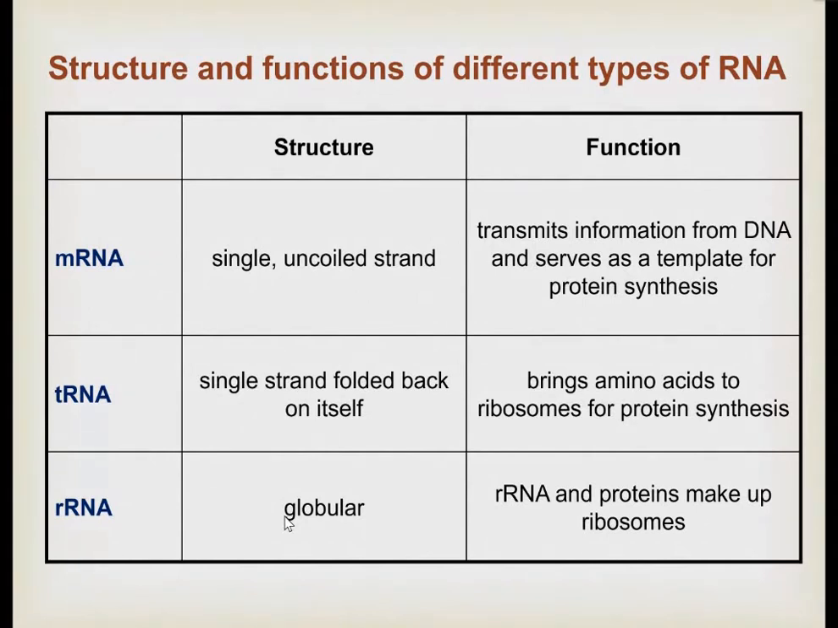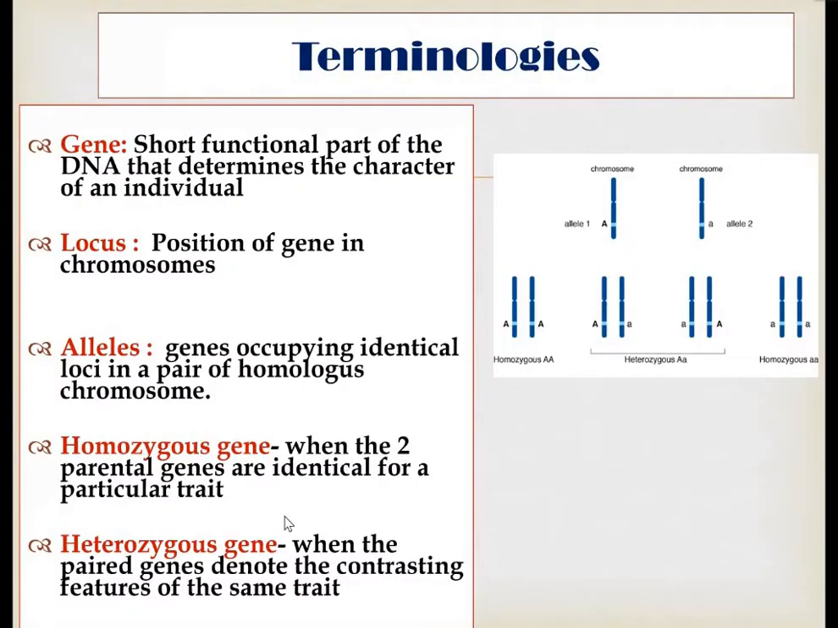So that is the difference between the 3 different types of RNA. Now this one is another part of the genetics. What you have to do is know the various terms that are used in genetics. You may come across the gene, locus, alleles, homozygous gene, heterozygous gene. So you have to know the definitions, or understand what those mean.